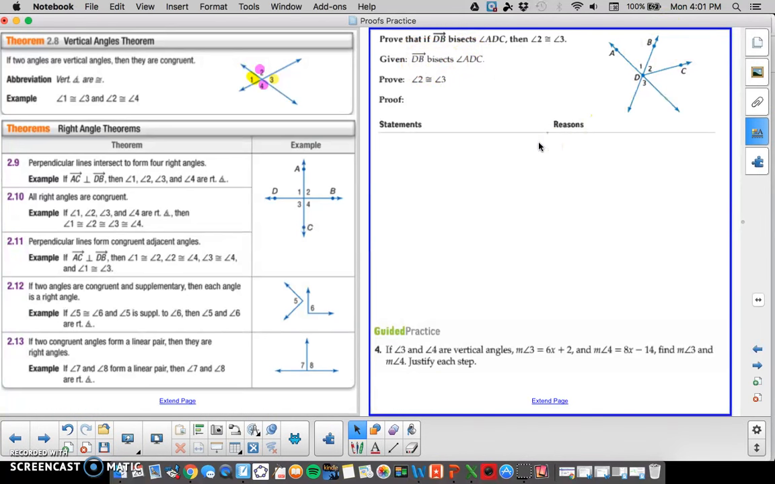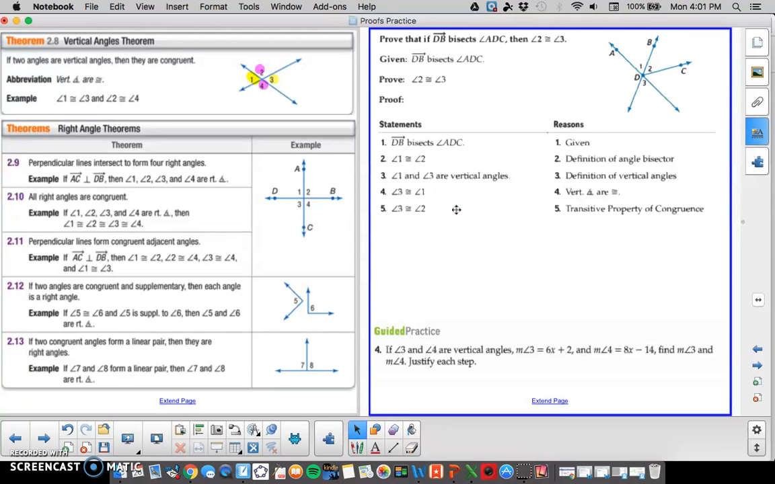That means that angle 1 and angle 2 have to be congruent because of the definition of an angle bisector. 1 and 3 are vertical angles, so we know that angle 1 and angle 3 are congruent. And then angle 3 is congruent to angle 2 because of the transitive property: 1 is congruent to 2, and both of those are congruent to 1, so they're congruent to each other. And then the symmetric property, angle 2 is congruent to angle 3.